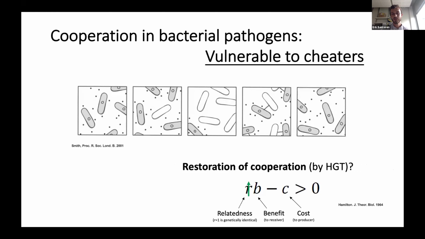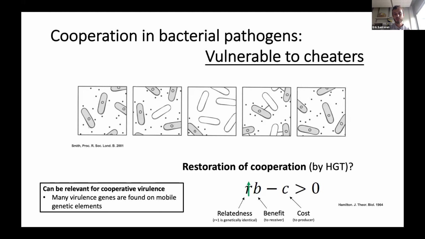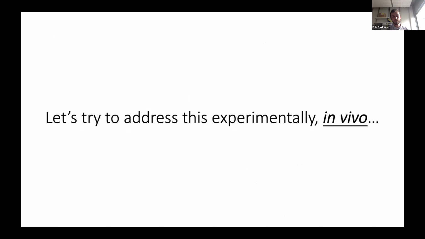The idea is that you can reinforce cooperation in a population of cheaters by conjugating the cooperative allele encoded on a mobile genetic element. That's shown here by the entire population that starts cooperating again. One way to interpret this is by looking at increased relatedness in Hamilton's rule. He was saying that this can be relevant for cooperative virulence specifically, because a lot of virulence factors are found on mobile genetic elements, and a lot of them have extracellular functions. We found that very interesting, and then we thought we'd try to do this experimentally.